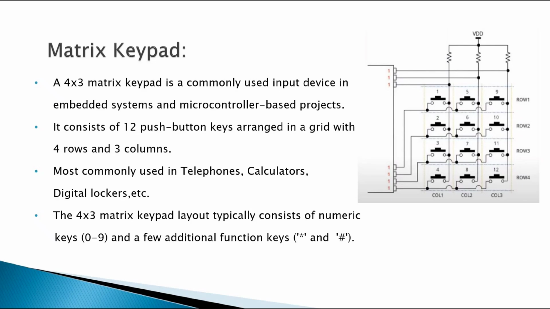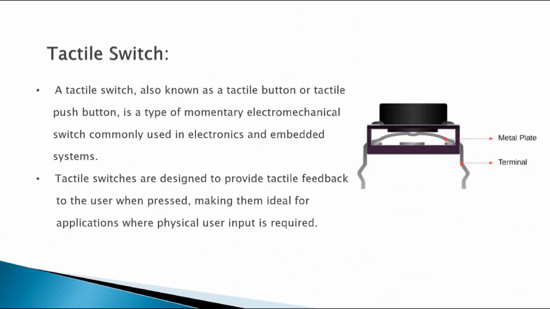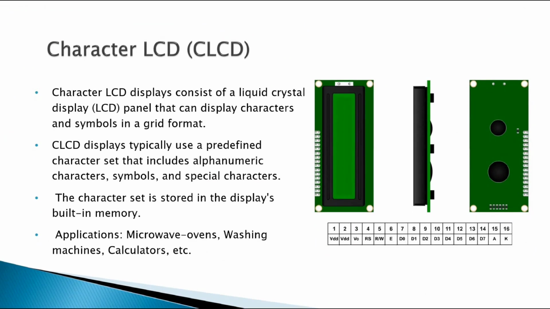On pressing a key, logic 0 is initiated and a crosslink is established between rows and columns, thus allowing voltage to pass through. When the keys are released, the logic is 1 and a crosslink between rows and columns is absent. Moving on to the tactile switch. A tactile switch, also known as a tactile button or tactile push button, is a type of momentary electromechanical switch commonly used in electronics and embedded systems. Tactile switches are designed to provide tactile feedback to the user when pressed, making them ideal for applications where physical user input is required. Now moving on to the CLCD panel.